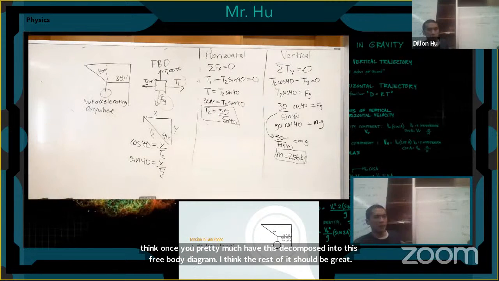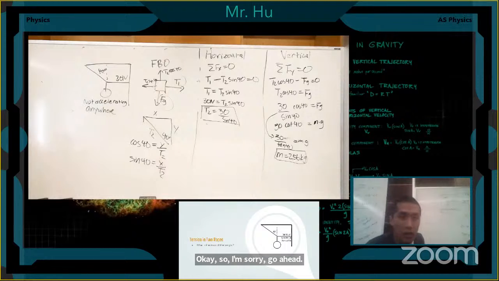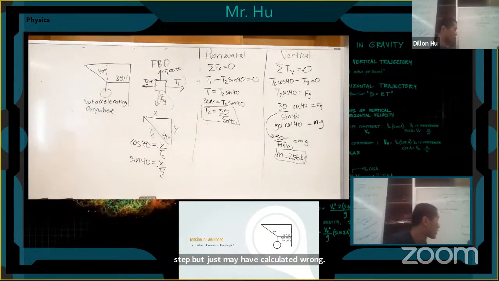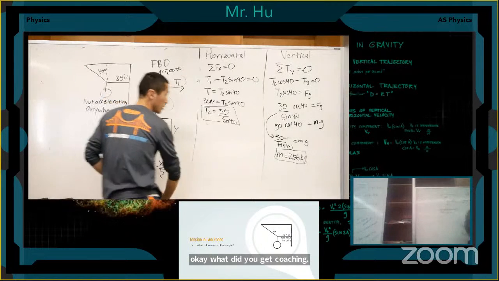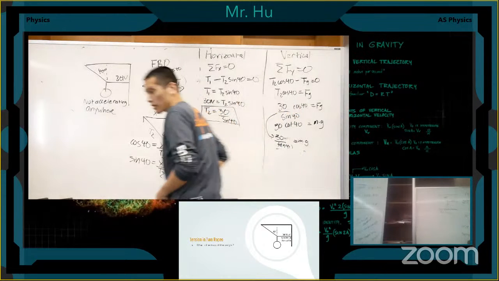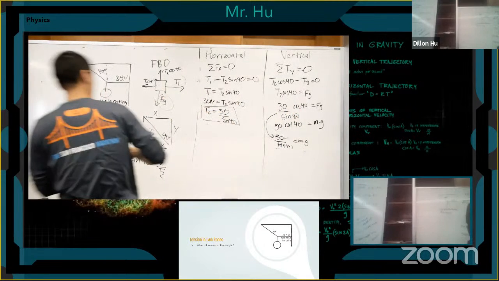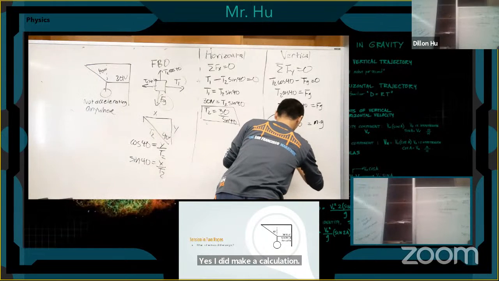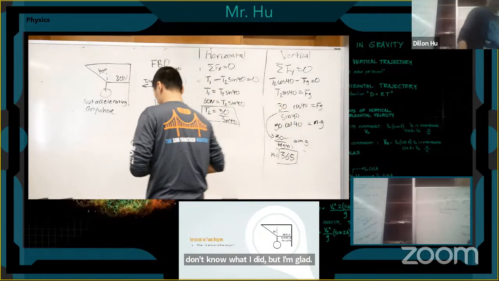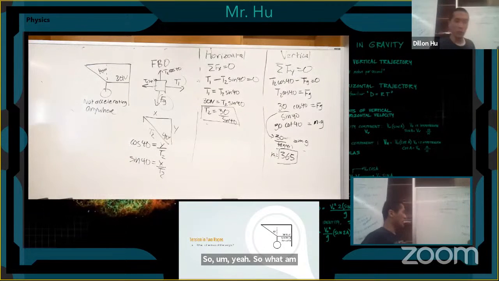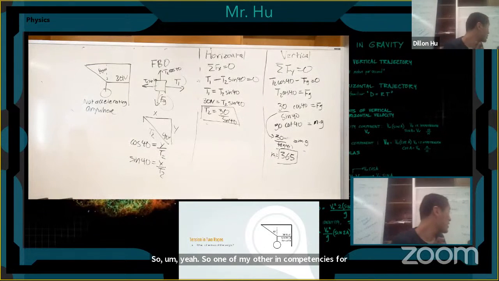Okay, so sorry, go ahead. I think you got the right calculation for the last step, but may have calculated it wrong. Okay, what did you get, Chloe? About 3.65. I think it's 30 divided by tangent 40, and then if you divide that by 9.8, you should get that. But I think the 2.56 just might be a calculator error. Yes, I did make a calculation error. I don't know what I did, but I'm glad you pointed it out. So, one of my other incompetencies for today. Okay, thank you for letting me know. That should be your correct answer, which is 3.65.